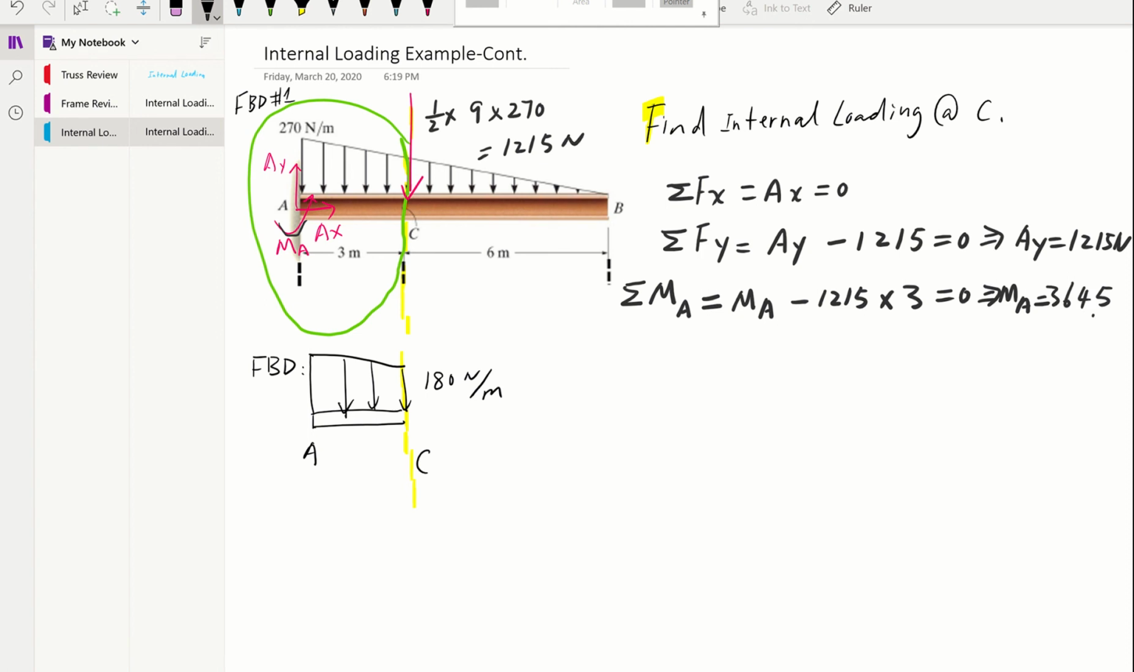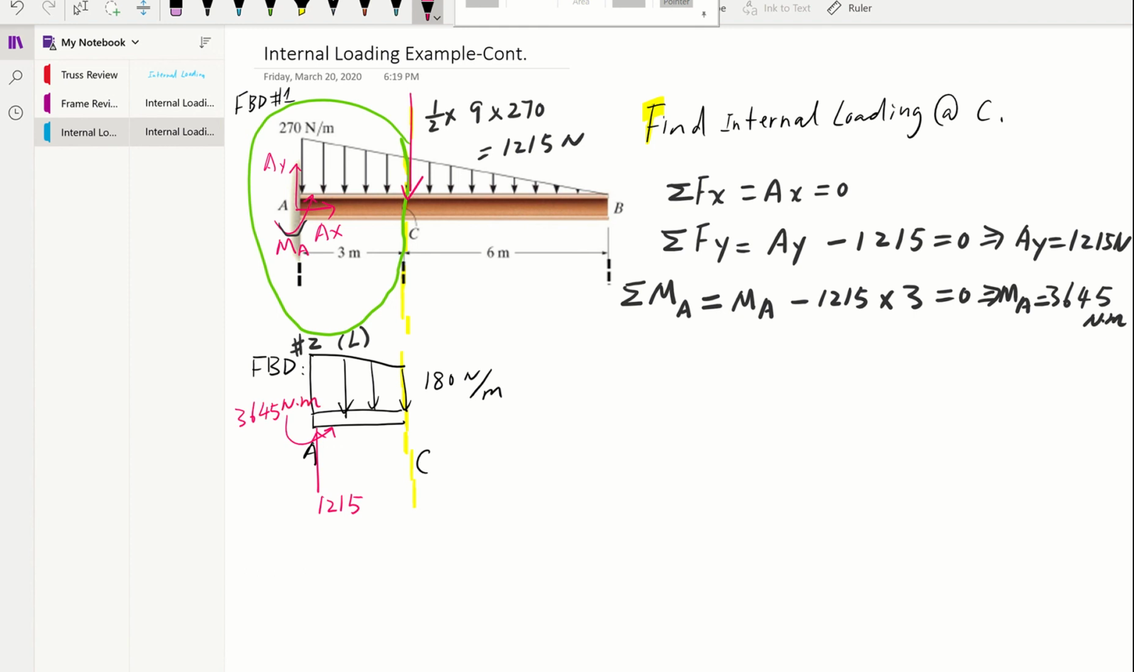That will give us the moment at A, which is 3645 Newton meter. Once we have that, we go back to our FBD number 2, which is our left section. Since we copied down the distributed load, the only thing left is getting AX, AY, and MA back. AX is equal to 0. AY is going to be 1215. And we also have this moment, 3645 Newton meter.